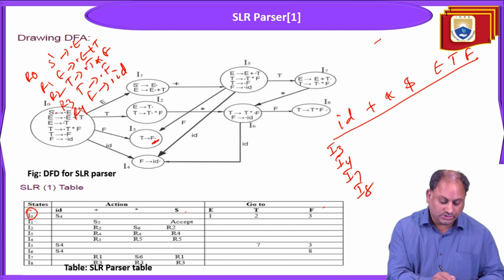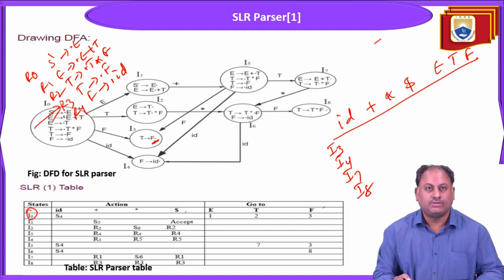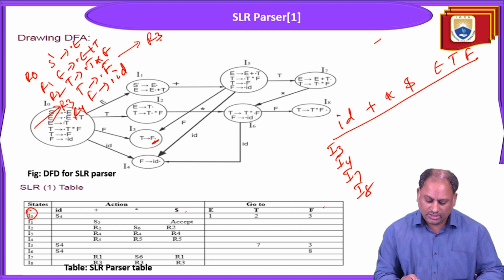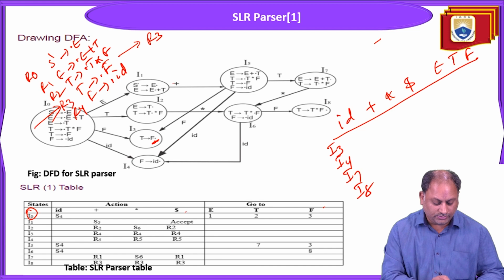I3 is T derives F dot. So this is the rule which belongs to that rule name R3. If you list out the rules with the corresponding names, then R3 becomes T derives F dot. So in state I3, what is the production that belongs? Here that belongs is R3. So this is to be written across the action part of the corresponding state, that is I3.